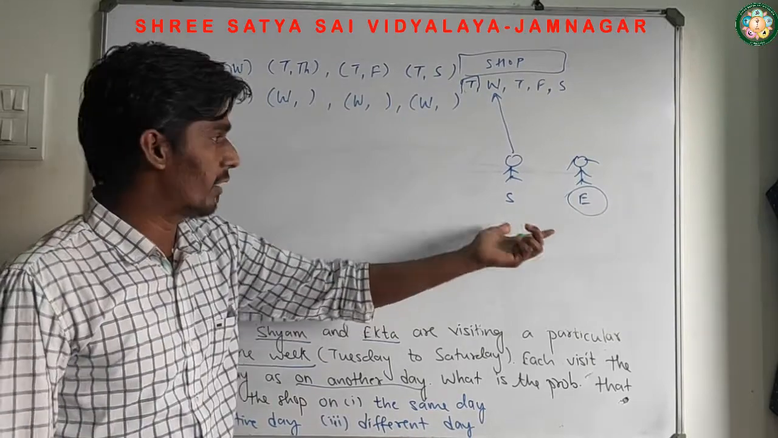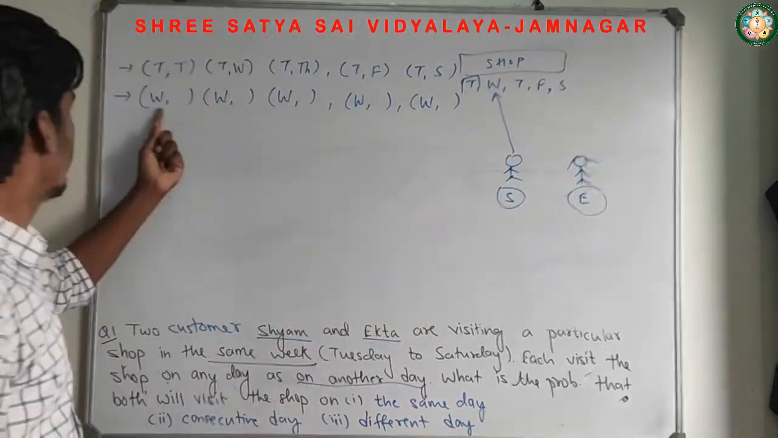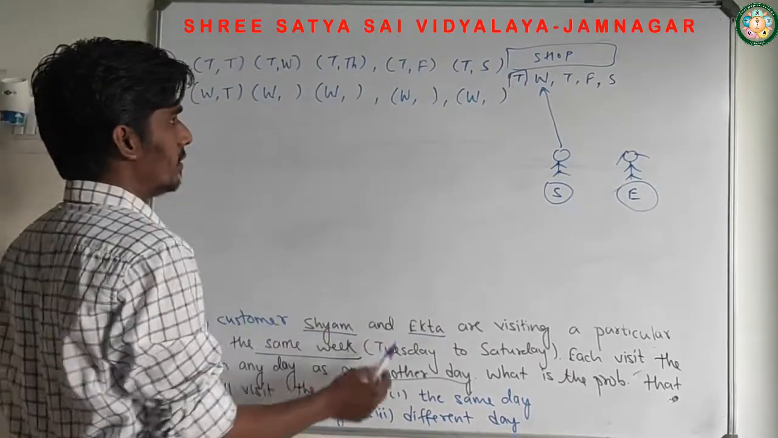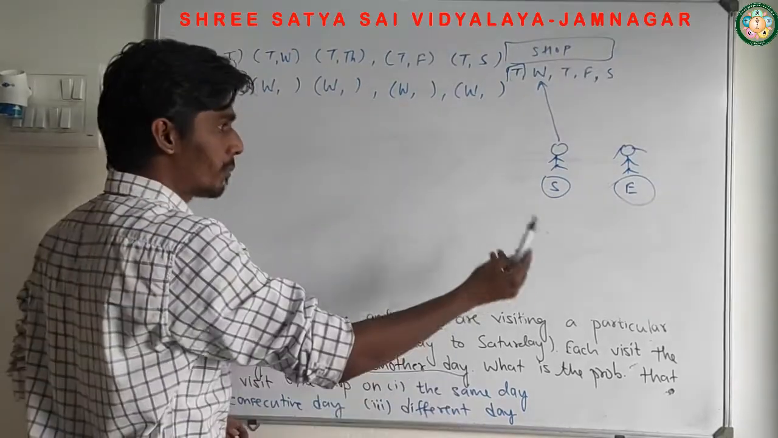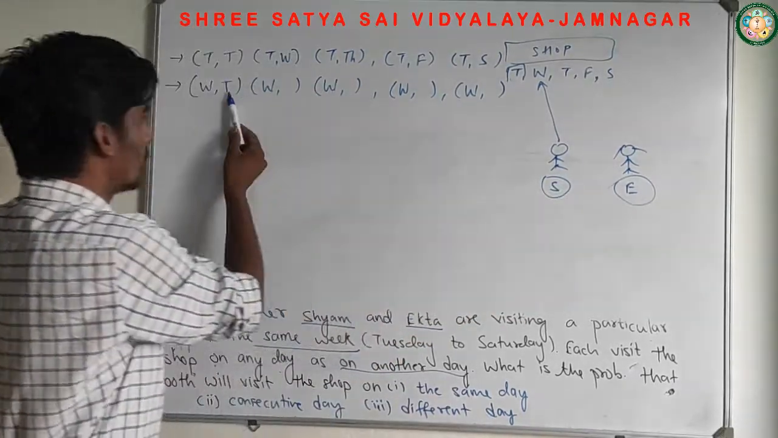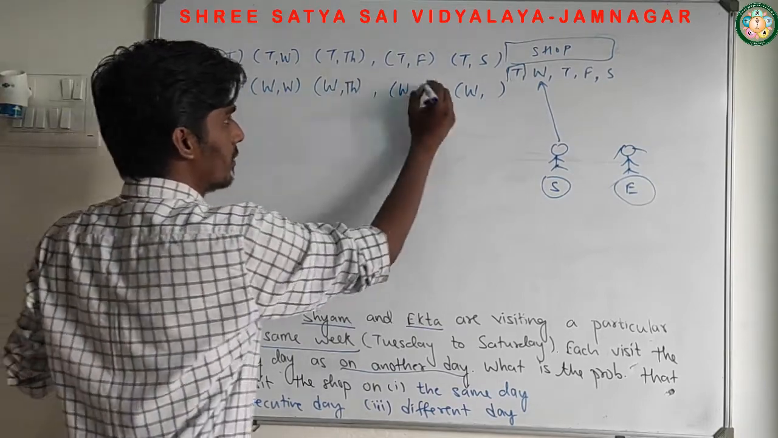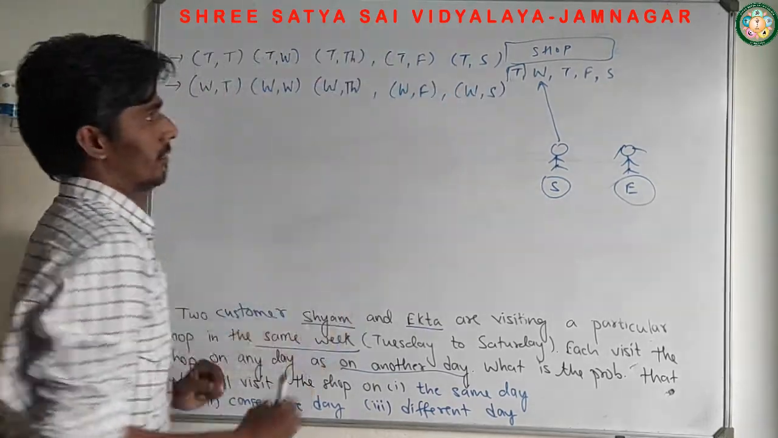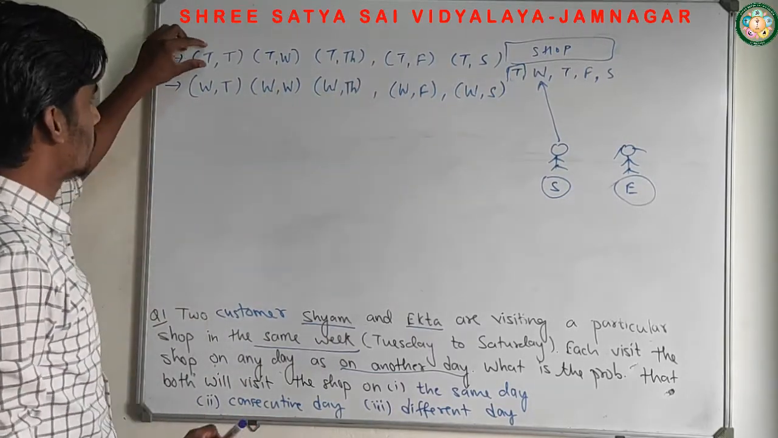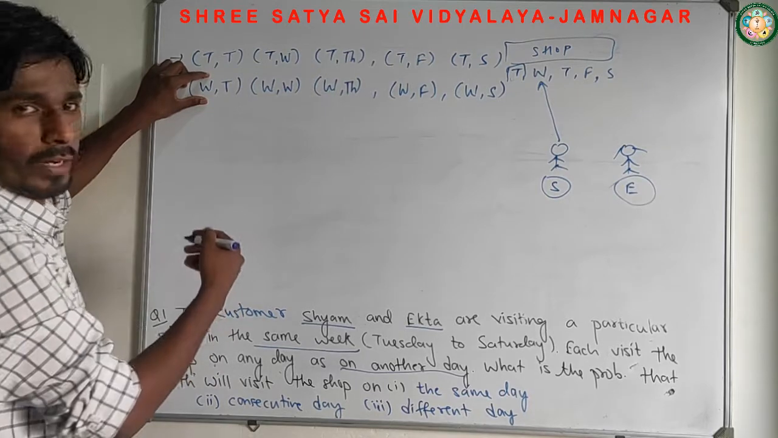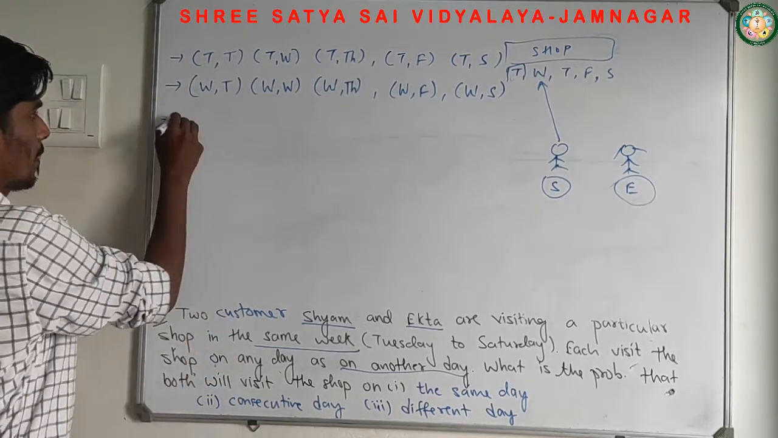So in the second condition, we are assuming that Shyam went to the shop on Wednesday. So it is possible that Ekta might have gone on Tuesday. She also went on Wednesday, Thursday, Friday or Saturday. So this is another possibility. Similarly, I find out the same for Thursday, Friday and Saturday. Then I am going to write directly.